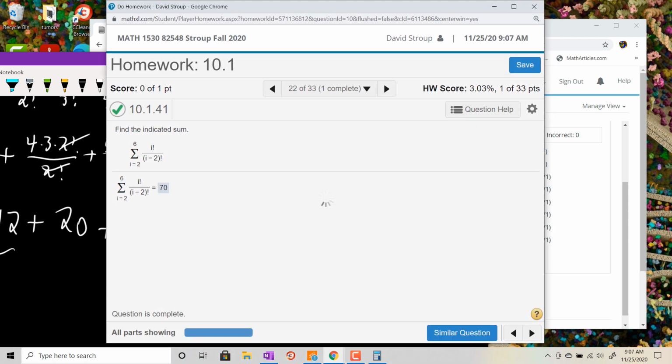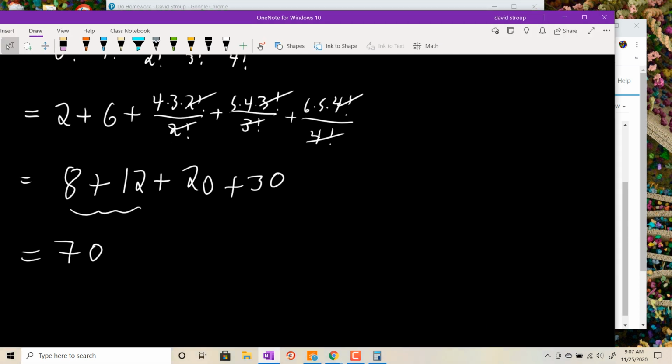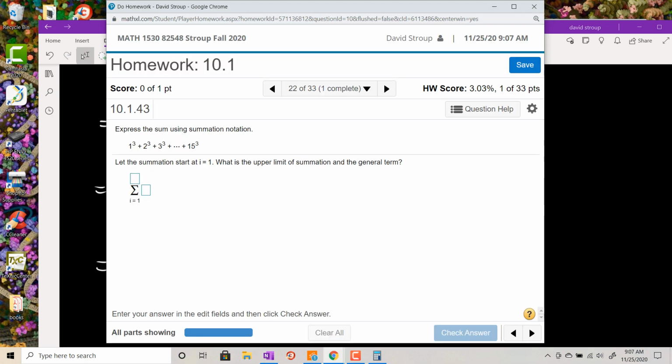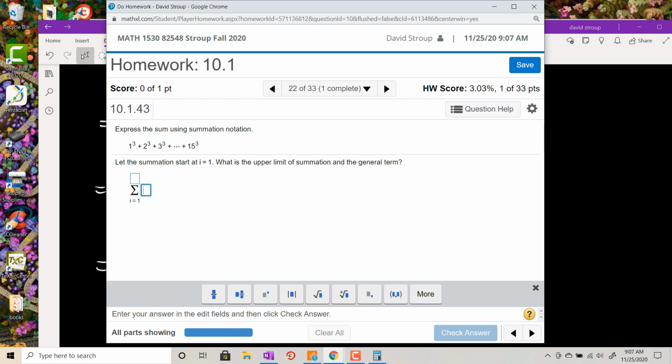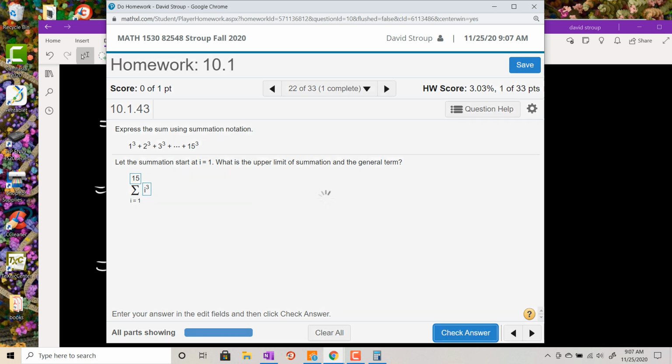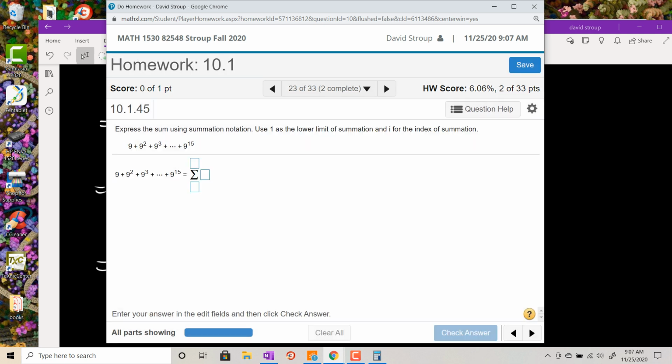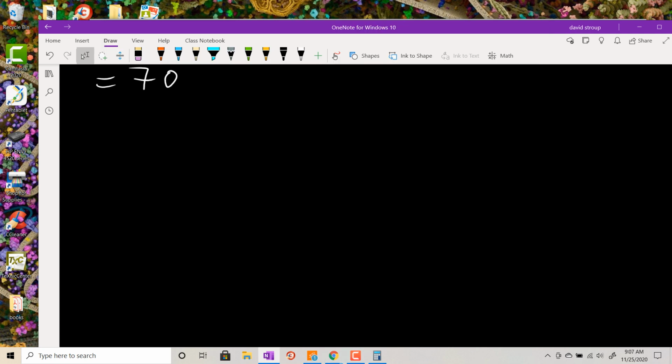Yay. All right. One of these where you have to kind of figure out the summation notation. You can almost do this without any work. It looks like it's going from 1 to 15, and then the formula should be i cubed. Okay, so you have to be able to condense them like that. Let's move on to 10.2 then.